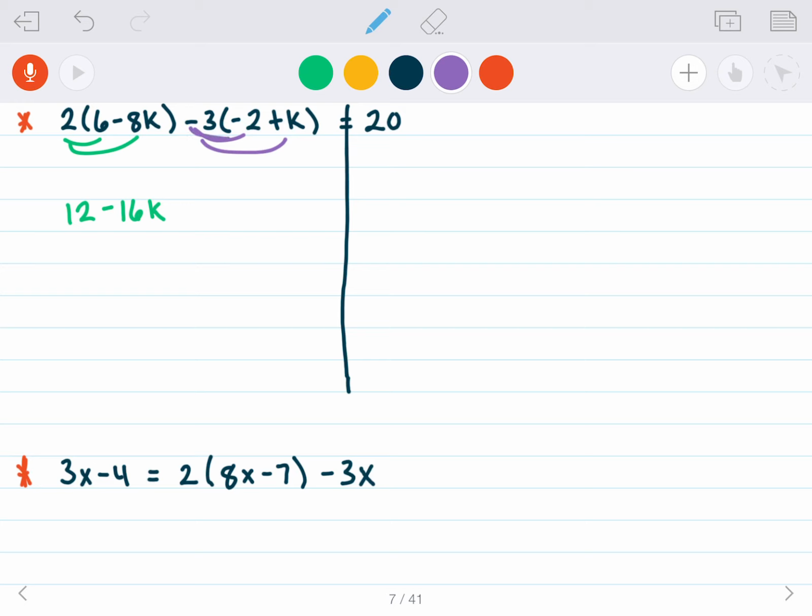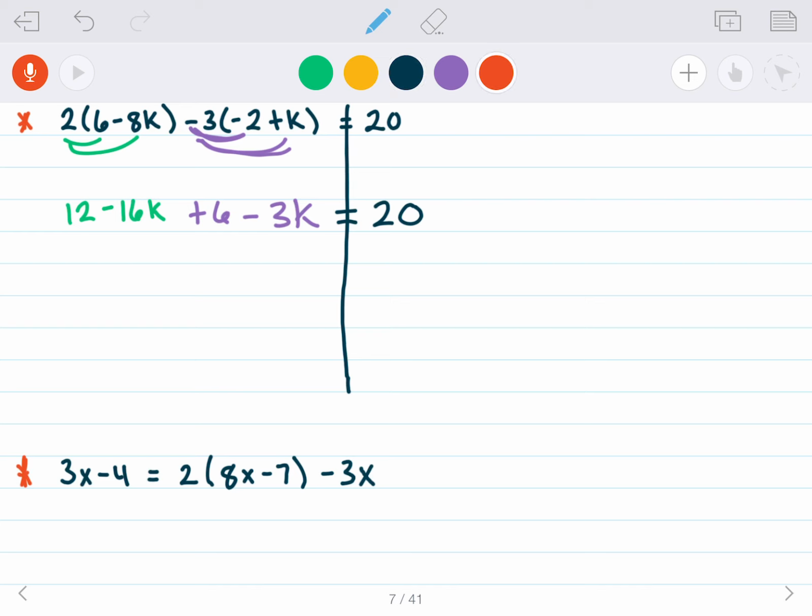Purple, I have a negative 3 times a negative 2. Be careful with your signs. Negative 3 times negative 2 is a positive 6. Okay? Negative 3 times a positive k is a negative 3k. Perfect. Step 1 is complete. Step 2, if you have like terms on one side, why don't you combine them? Make your life easier. Combine them if you can.